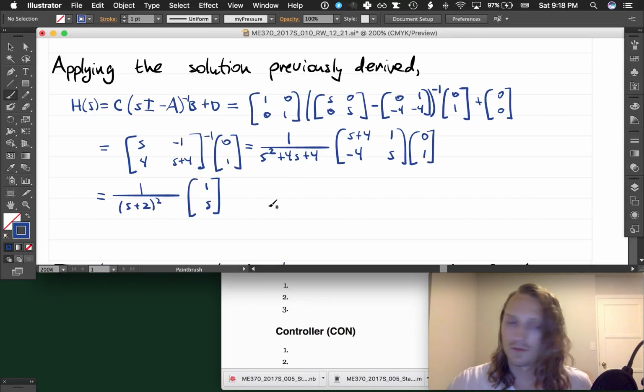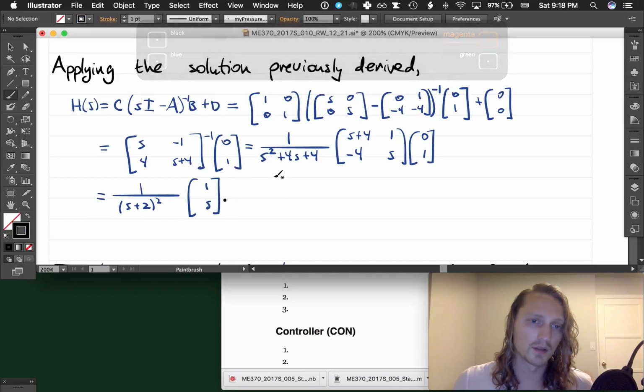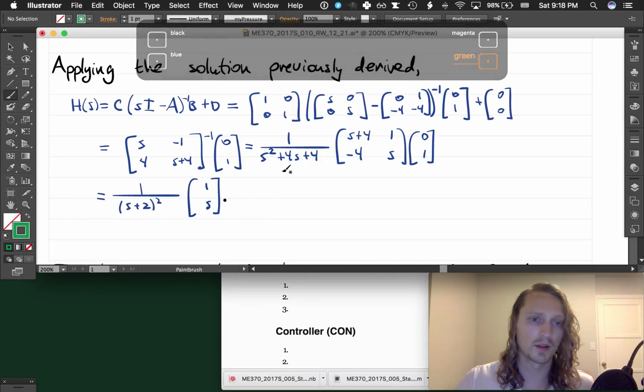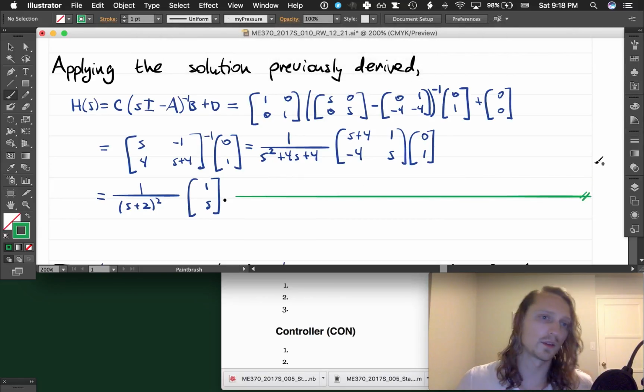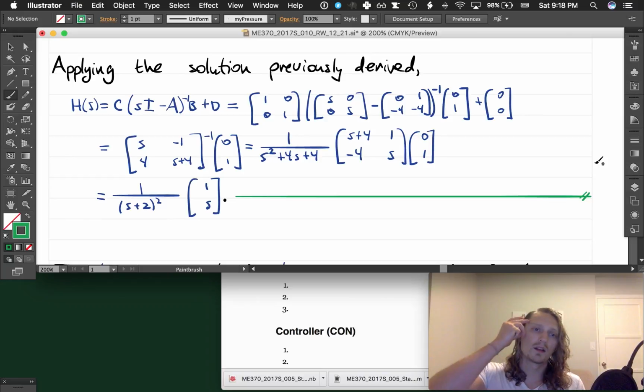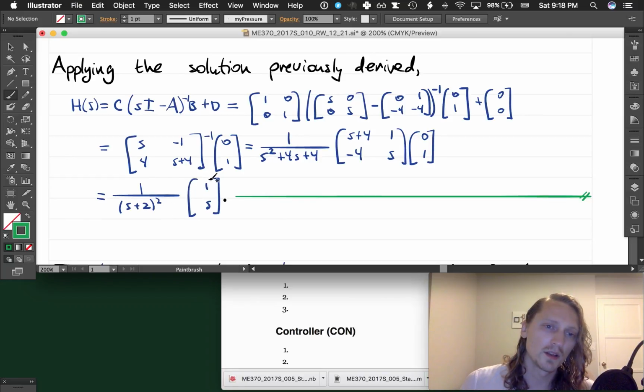And really, this is our answer. It's pretty simplified at this point. So I will go ahead and say this is our H of s. And that, as you see, is the matrix transfer function.